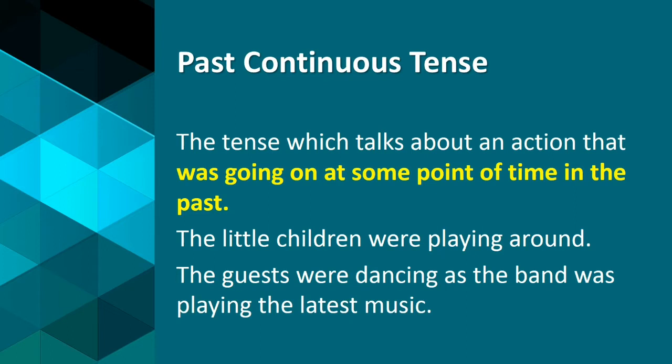Now we come to the second form of the past tense, that is the past continuous tense. The tense which talks about an action that was going on at some point of time in the past. That is, at the time of speaking. The little children were playing around. The guests were dancing as the band was playing the latest music. In all these cases, you see the ing form. It denotes the continuous construction, and the word was or were denotes the past construction. Therefore, they form the past continuous tense.